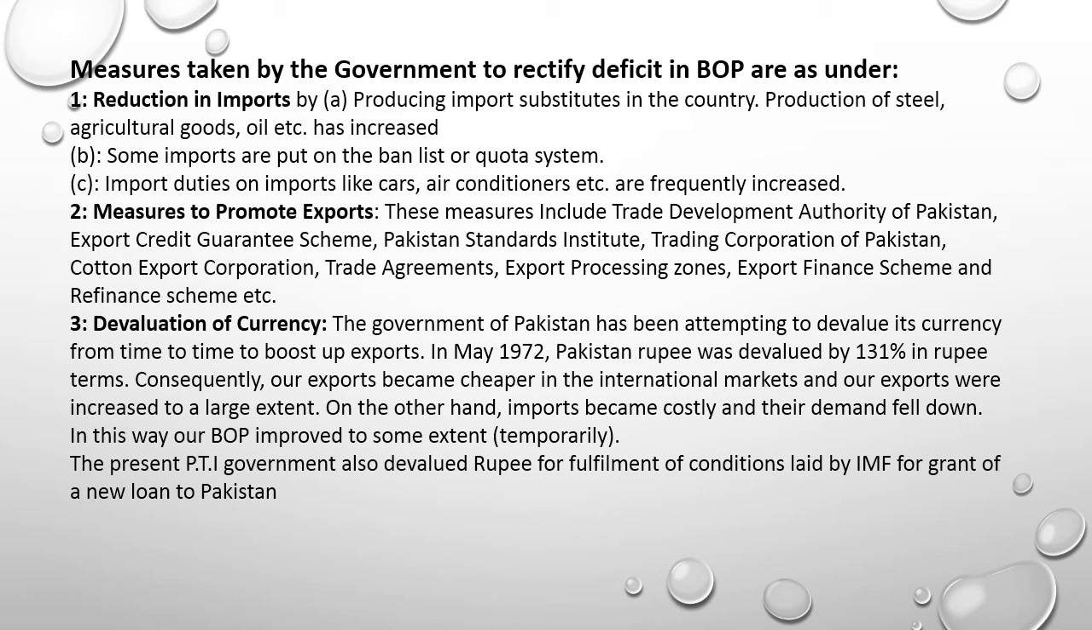The government of Pakistan has been attempting to devalue its currency from time to time to boost exports. In May 1972, in Z. A. Bhutto's regime, the Pakistan rupee was devalued by 131% in rupee terms. Consequently, our exports became cheaper in the international markets and our exports increased to a large extent. On the other hand, imports became costly and their demand fell. In this way, our BOP improved to some extent temporarily.